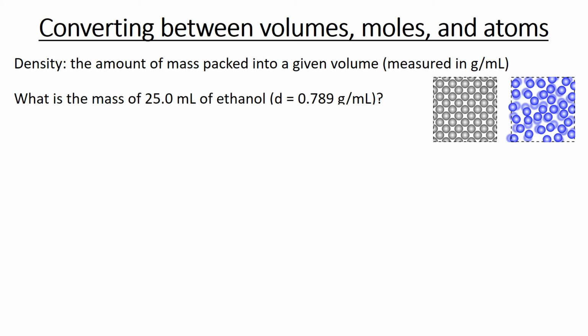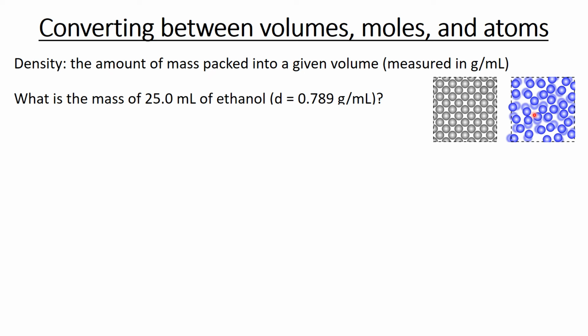Remember, the density is how tightly packed something is. Okay? So it's the amount of mass packed into a given volume. So if you take 1 milliliter and you look at the amount of stuff in it, something with a high density is going to have a lot of stuff packed into that volume. Something with a low density is not going to have a lot of stuff packed into that volume.